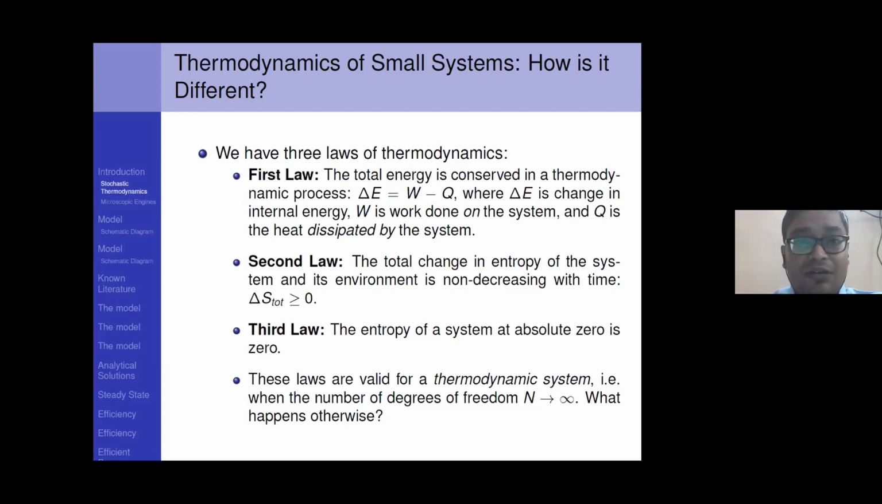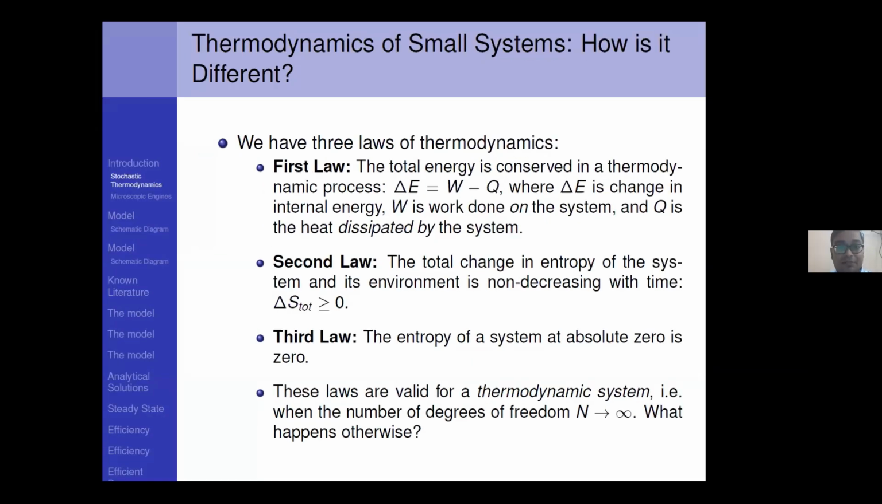Now, how is the thermodynamics of small systems different from the thermodynamics of large systems that we study in our graduate courses? We know there are three laws of thermodynamics. One is the first law, which says that energy is conserved. It says that the change in energy, delta E, of a system can be caused due to two reasons. One can be due to the work that is done on the system, or the other can be because it dissipates some heat into its surroundings.